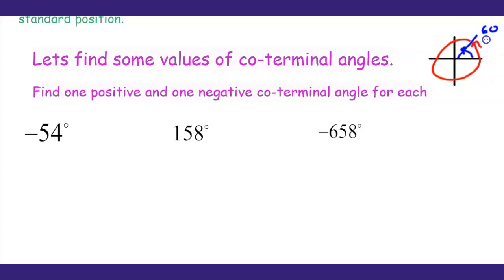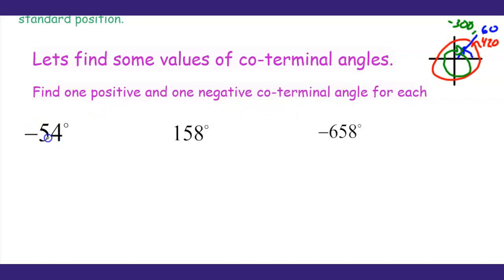Well, I just add 360 to that, which would be 420. But if I go the other way, that's a full circle as well. That would be 60 minus 360, which would be negative 300. So all I do from a terminating side or angle measure is add 360 and subtract 360 until I get a positive angle and a negative angle. And you can do that multiple times.